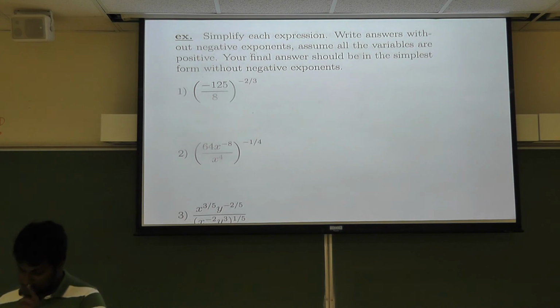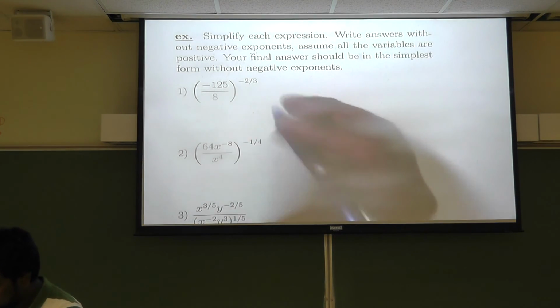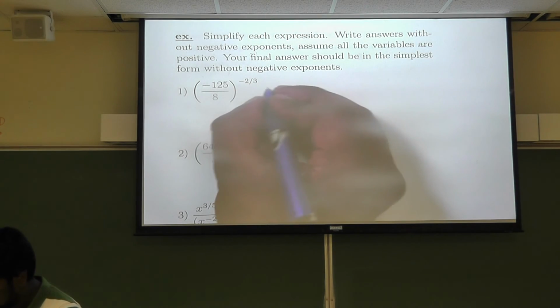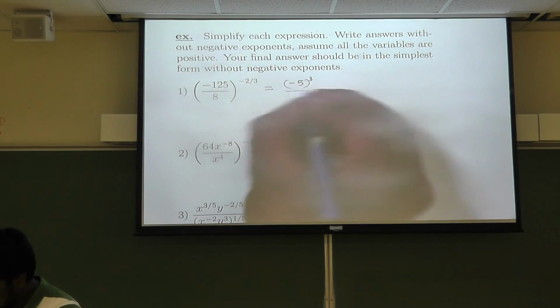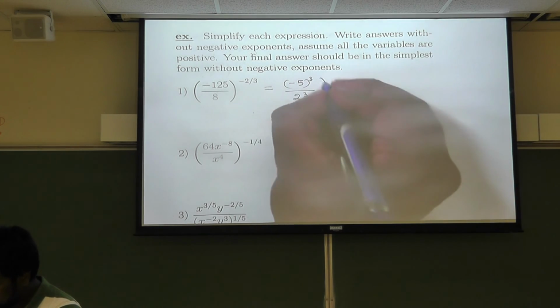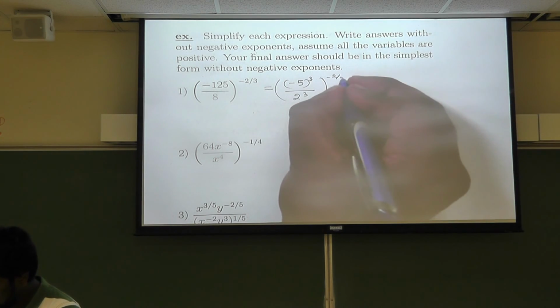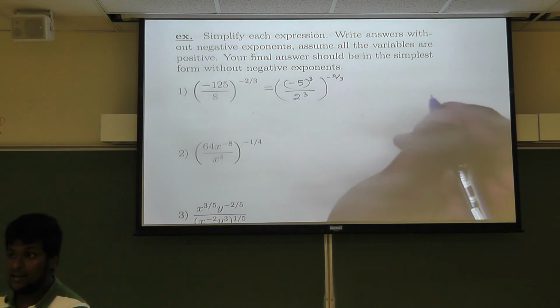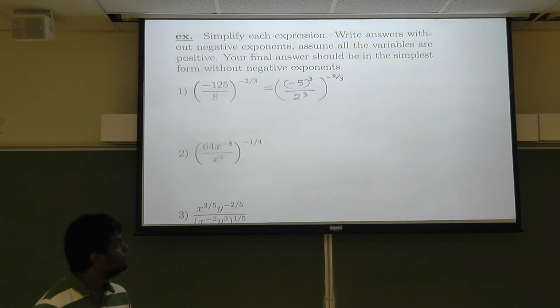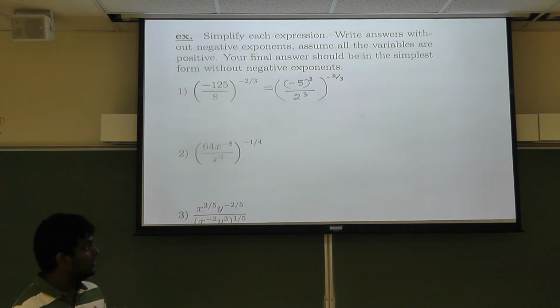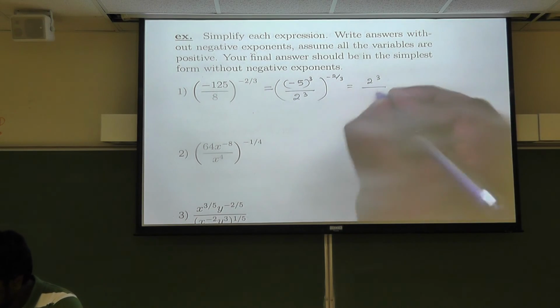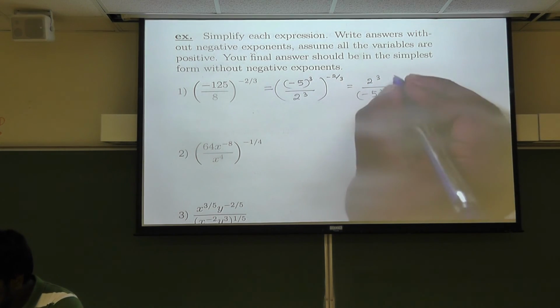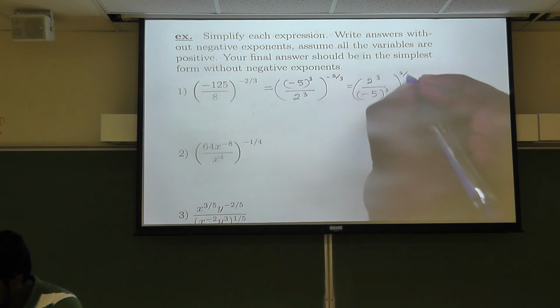Okay, so let's simplify these exponential expressions. Now, negative 125 is negative 5 cubed, and 8 is 2 cubed, to the power of negative 2/3. What you can do here is switch it and make the exponent positive. So I can do 2 cubed over negative 5 cubed to the power positive 2/3.